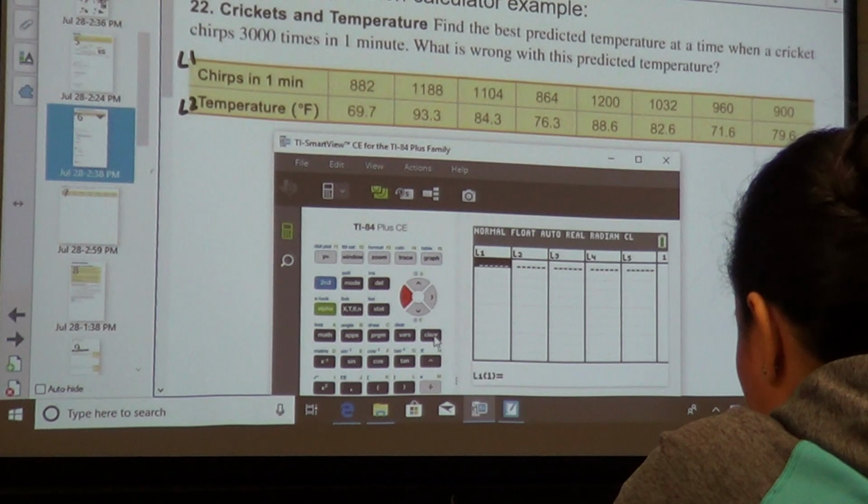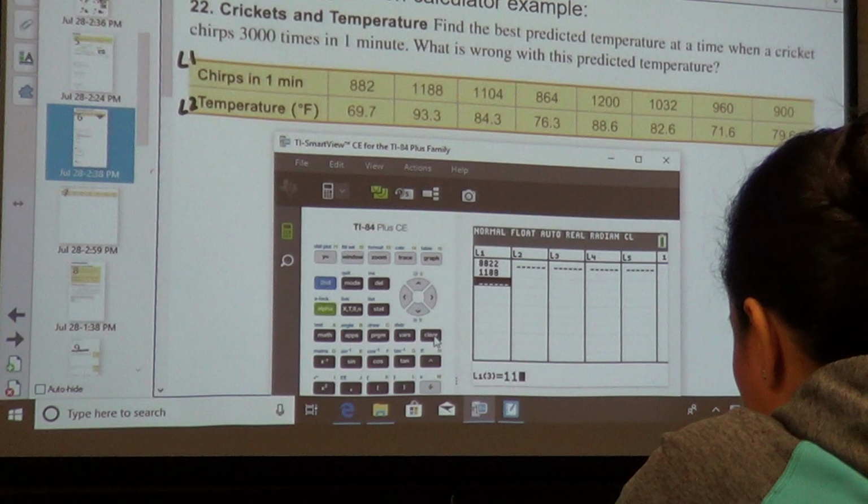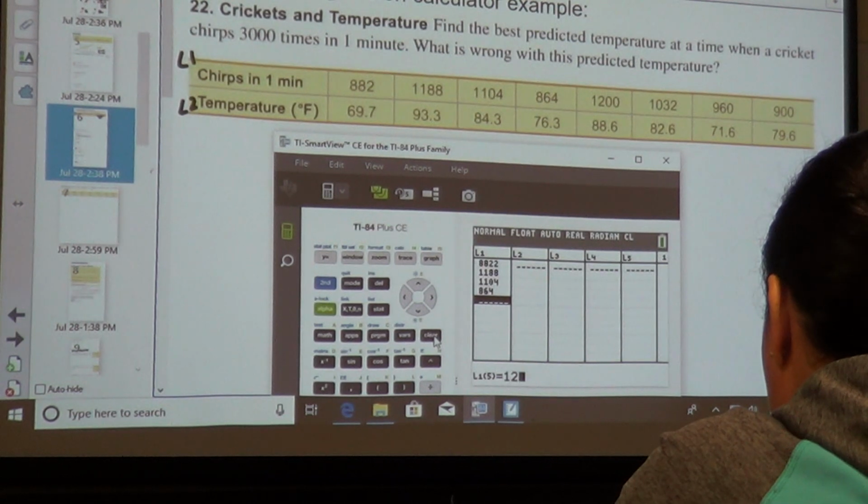And this will be the first time that we've done an actual entire problem. We're doing a fishbowl right now.